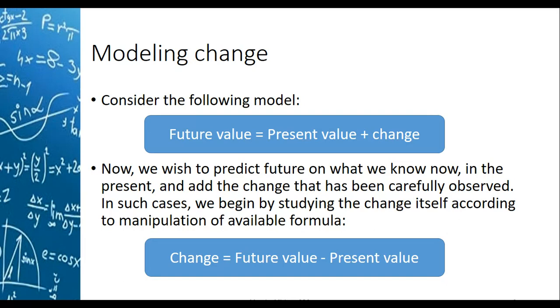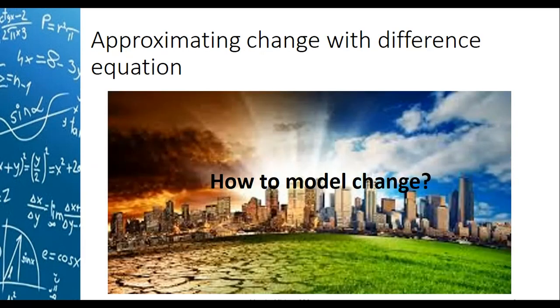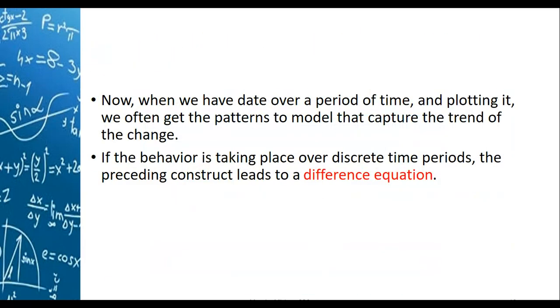When we want to identify this change, we slightly tweak the earlier model, meaning that my change is the future value minus my present value. That makes sense, isn't it? This is the difference between two entities, so this is what we call a difference. That is the concept of the difference equation.